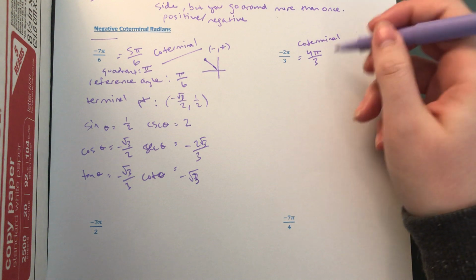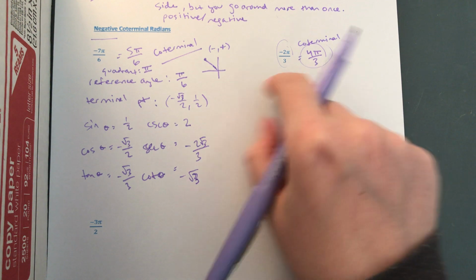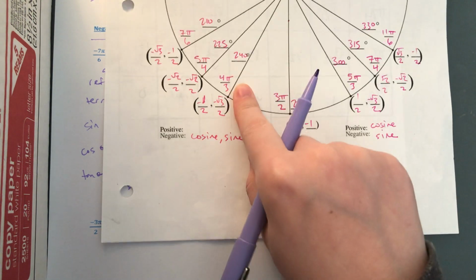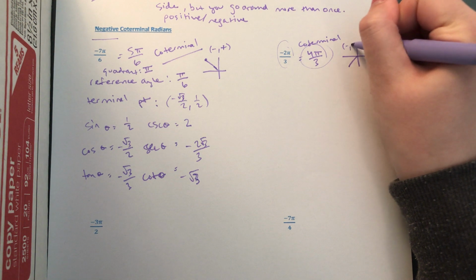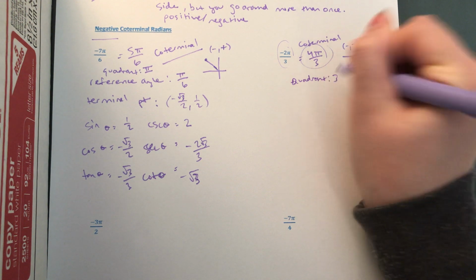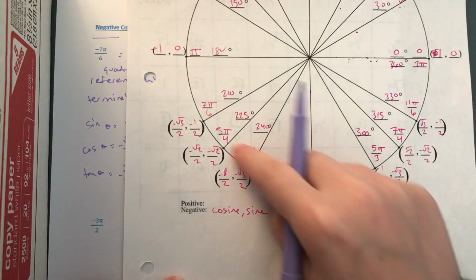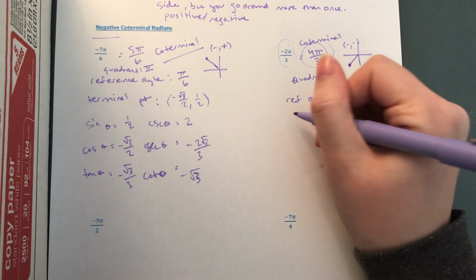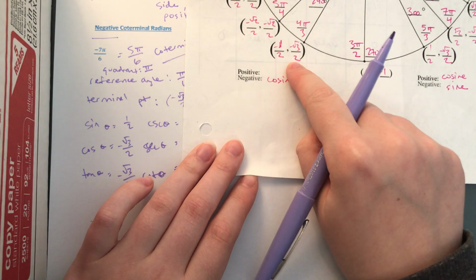So really all I do, you guys, is I just figure out what this one is equal to, and I just do all the work for the one that you know. All right, so 4 pi over 3 is in quadrant 3. So it lives here. So that means both things are negative for your terminal point. It's in quadrant 3. Your reference angle, well, if it's a pi over 3, then it's a pi over 3. Your distance is a pi over 3. Your reference angle is a pi over 3. Your terminal point is negative 1/2, negative root 3 over 2.